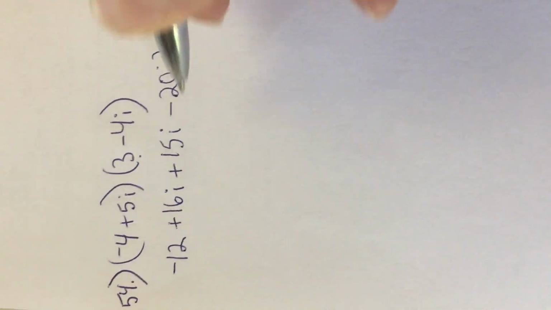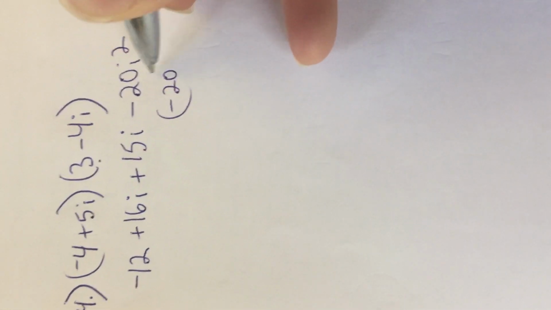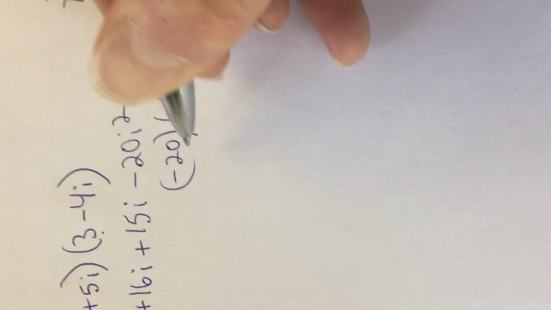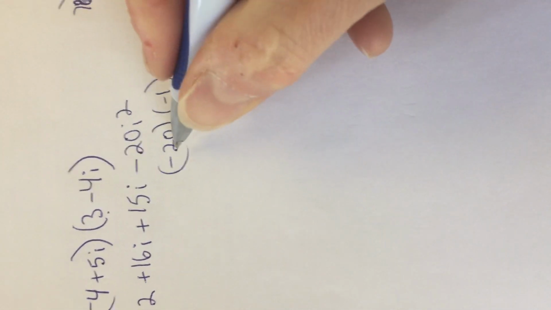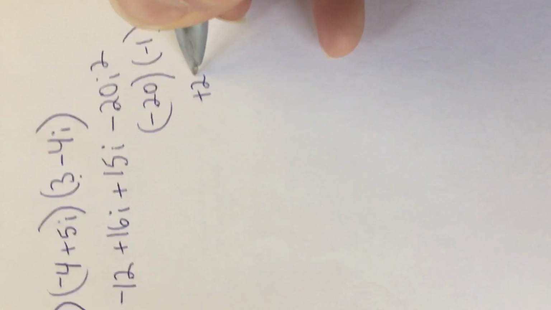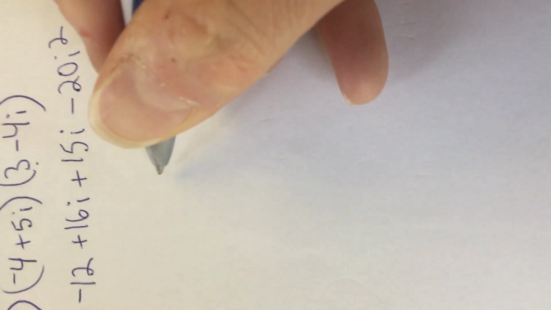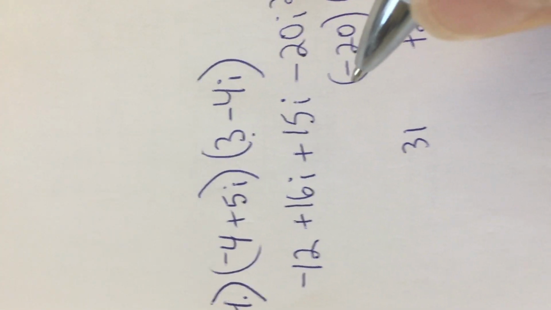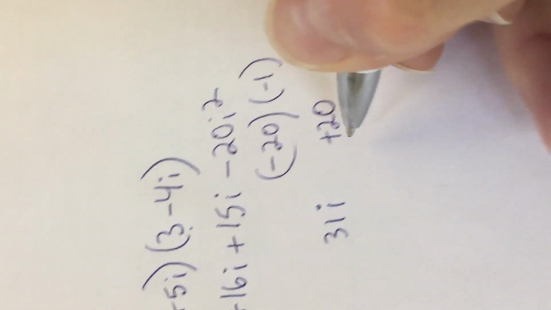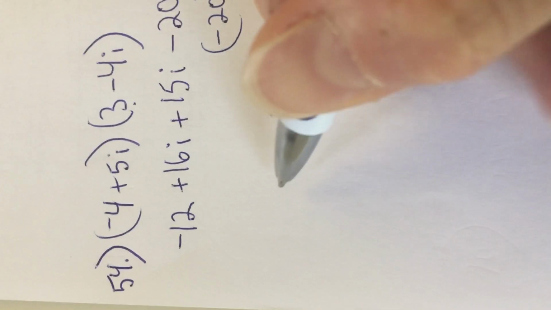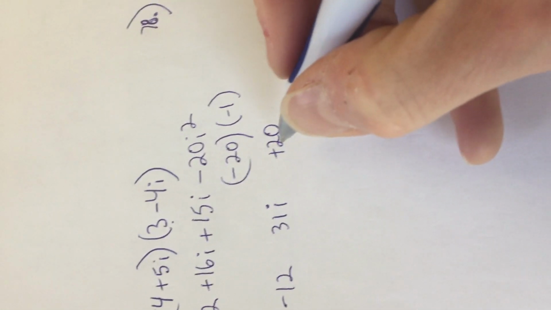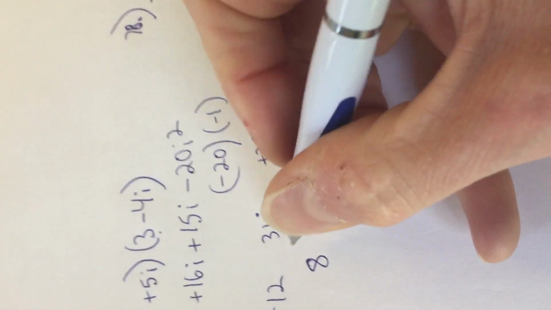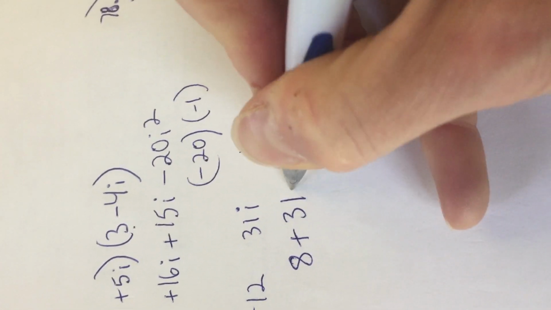And then I'm going to multiply this 5 times the 4i, so really it's going to become a -20i squared, and I know that really this -20 is going to end up being -20 times -1, because i squared is -1. So a negative times a negative is a positive, so it's going to leave me with a +20. And then I'm going to have 31i when you combine that 16 and 15. And then over here you have this -12. And if you clean that up, you're going to have +8 plus 31i. That's the answer to 54.